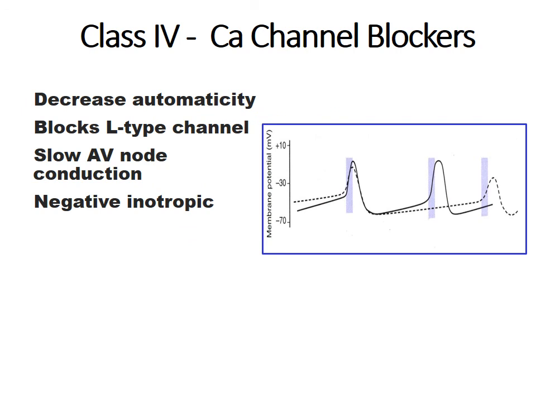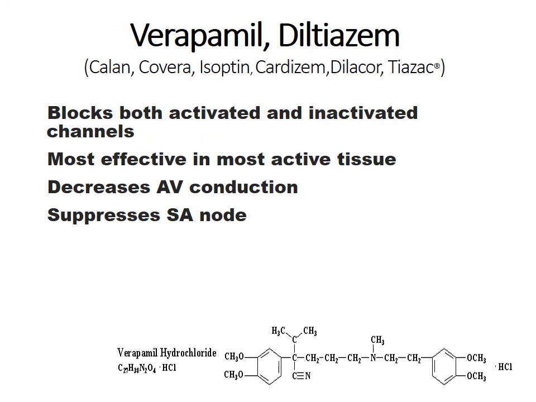We have our class 4 antiarrhythmics, which will be our calcium channel blockers. We know these are going to block those L-type calcium channels, slow AV nodal conduction, have negative inotropic effects, and decrease automaticity. Obviously verapamil and diltiazem are going to be the only two we're talking about here, because really only the non-dihydropyridines are considered to be in this category. Our dihydropyridines are primarily working on the vasculature, not really having a whole lot of effect on the heart. So it's going to block both activated and inactivated channels. It's most effective in active tissue.